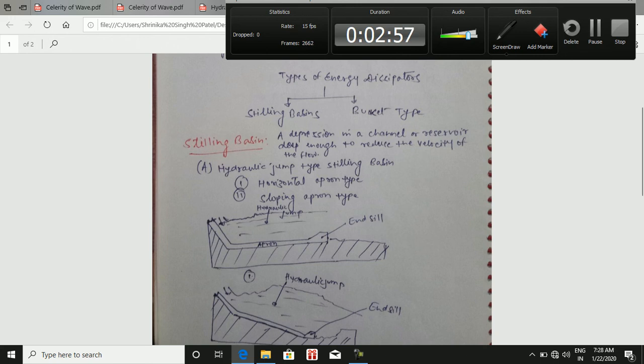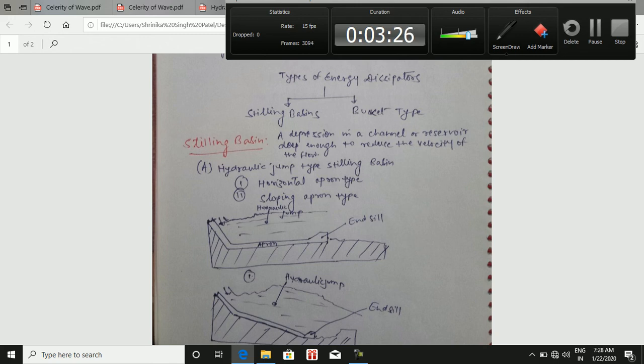This is a type of hydraulic jump stilling basin. One is the horizontal apron type and another is the sloping apron type. In the horizontal apron type, this is the apron, this is the end sill, and the hydraulic jump occurs here. We can easily see the variation of the depth of flow, and here the potential energy is converted into kinetic energy.